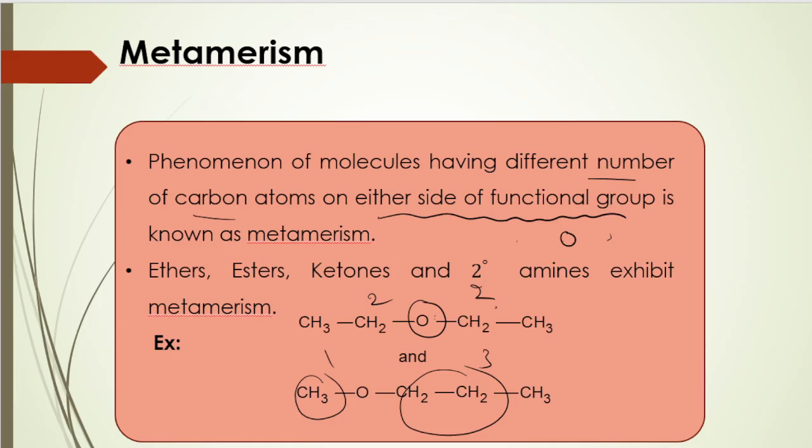What all can be the metamers? Suppose we consider this particular first example, ethers. Ethers can be metamers with the same number of carbon atoms, right? If there are 4 carbon atoms in total, on either side of the oxygen we can write 1 and 3, or you can write 2 and 2, right? So that's what they have done here. These two together are called metamers. Similarly, along with the ethers, there are esters, ketones, and secondary amines which can exhibit metamerism.